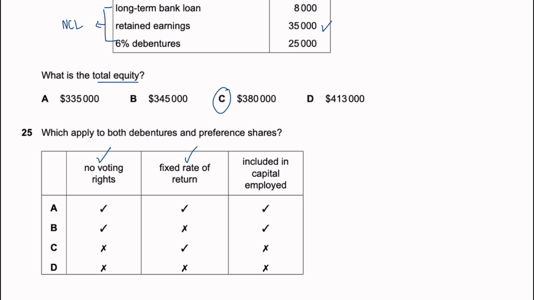Third, included in capital employed. You need to know the capital employed formula: total equity plus non-current liabilities. Debentures are a non-current liability, while preference shares are under equity, right? So yes, they are both included. So A is the answer.